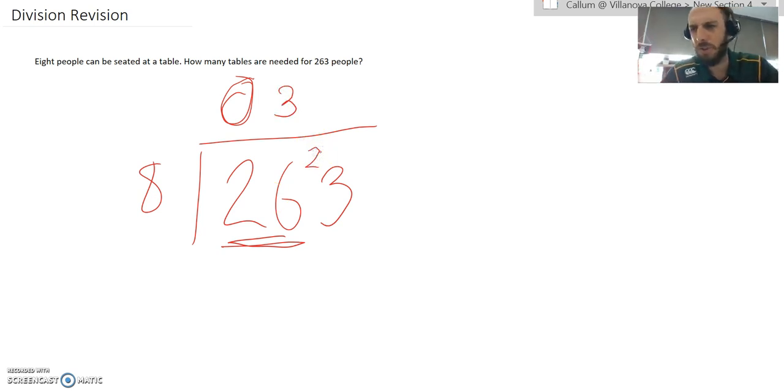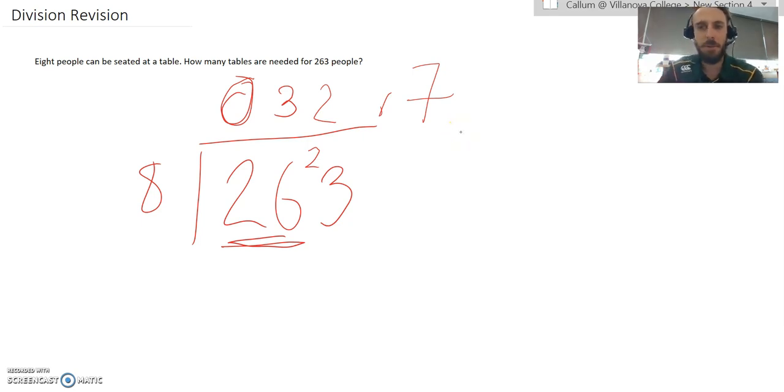2 10s remaining. Put them in the ones. Now we're looking at 23 ones. How many times will 8 go into 23? It'll go twice. And then the remainder that's going to be left over there, 8 times 2 is 16, so it's going to be remainder 7. So it's pretty close to going evenly, but it didn't this time.